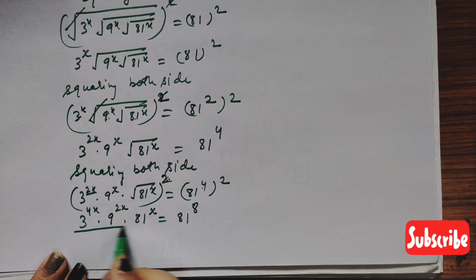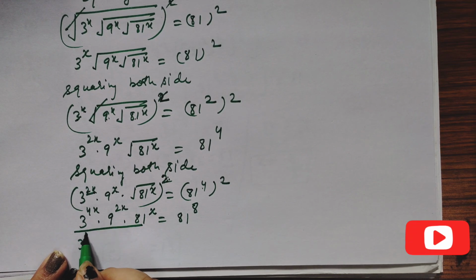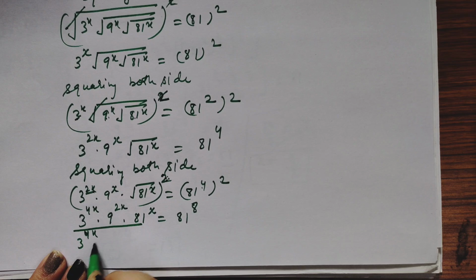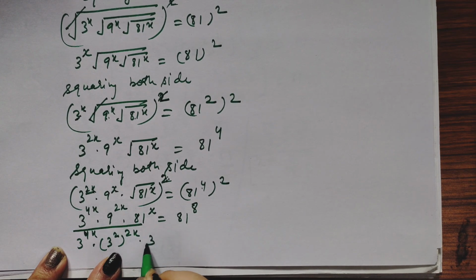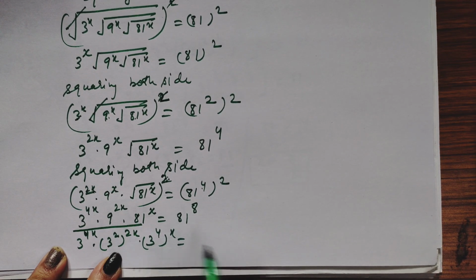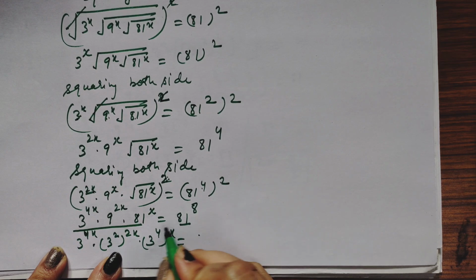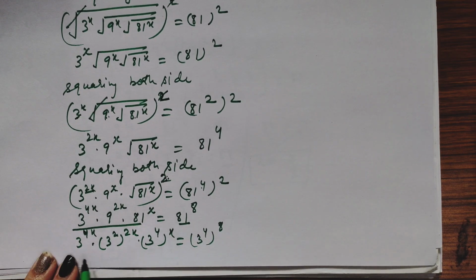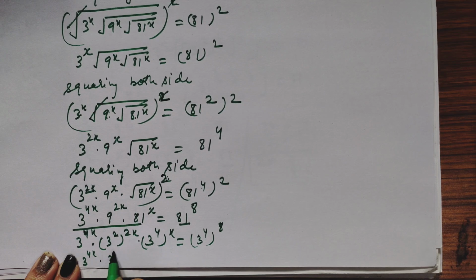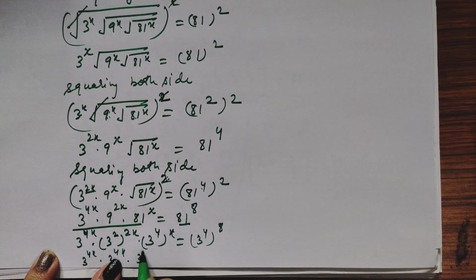Okay. Now we'll write these terms in terms of 3. 3 power 4x is as it is. 9 we'll write in terms of 3: 3 square whole power 2x. Similarly 81 is 3 power 4, power x, equals 81, we'll write in terms of 3 power 4, power 8. Now on the left hand side solve the power first. 2 2s are 4x, and 4 into x is 4x, and here 4 8s are 32.